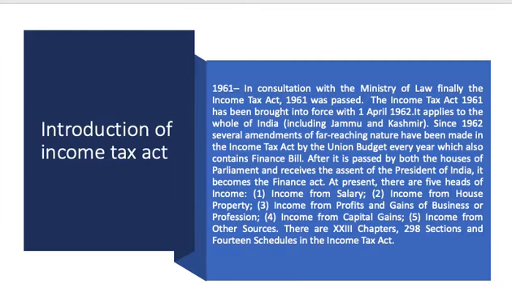After it is passed by both the houses of the Parliament and receives the assent of the President of India, it becomes the Finance Act. At present, there are 5 heads of income: income from salary, income from house property, income from profits and gains of business or profession, income from capital gains, and income from other sources. There are 23 chapters, 298 sections and 14 schedules in the Income Tax Act.